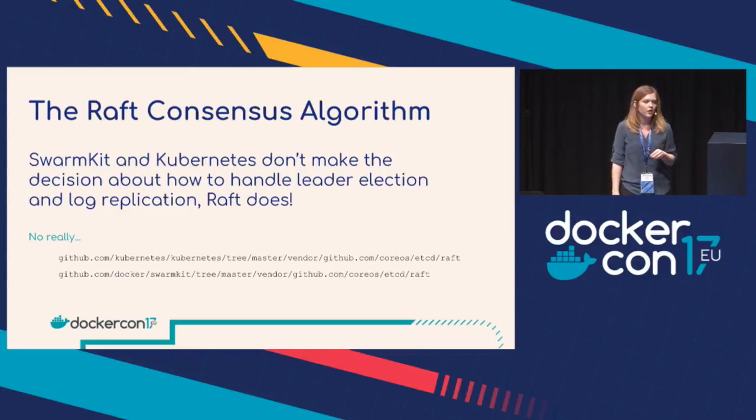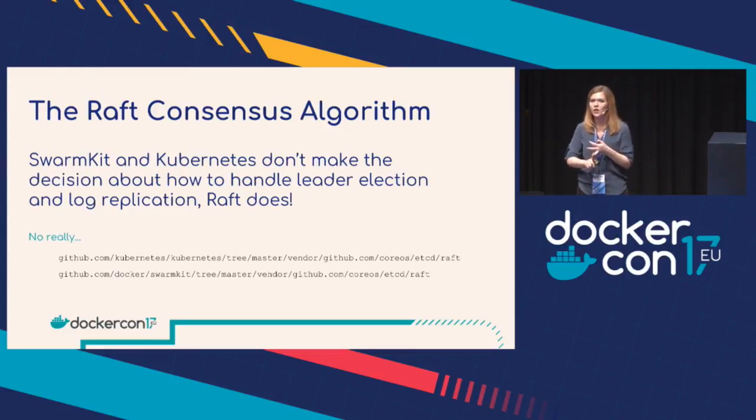So the important thing to note about this is that it's not Kubernetes or SwarmKit making a choice about things like leader election, log replication, split brain, election cycles, all this stuff. It's Raft. They're simply implementing the protocol that's already been defined for them, which is why a lot of these patterns are repeated, because they're using shared components.